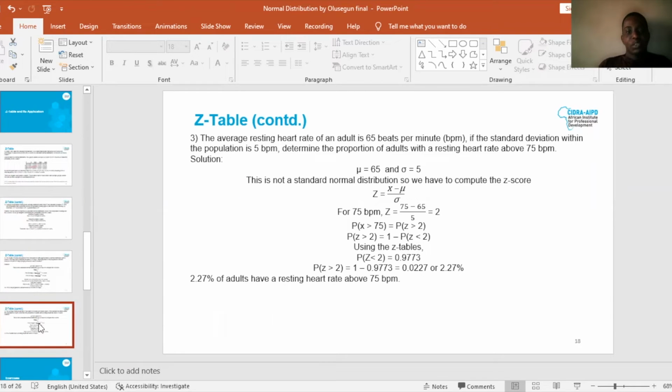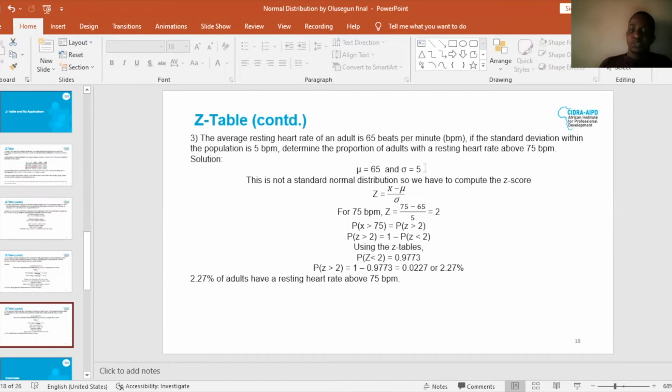And the third example: the average resting heart rate of an adult is 65 heartbeats per minute. If the standard deviation of the population is 5 beats per minute, determine the proportion of adults with a resting heart rate above 75 beats per minute, or BPM. You can see that the average resting heart rate is 65 BPM, which gives us a mean of 65, and the standard deviation is 5. So mean is 65, and standard deviation is 5.